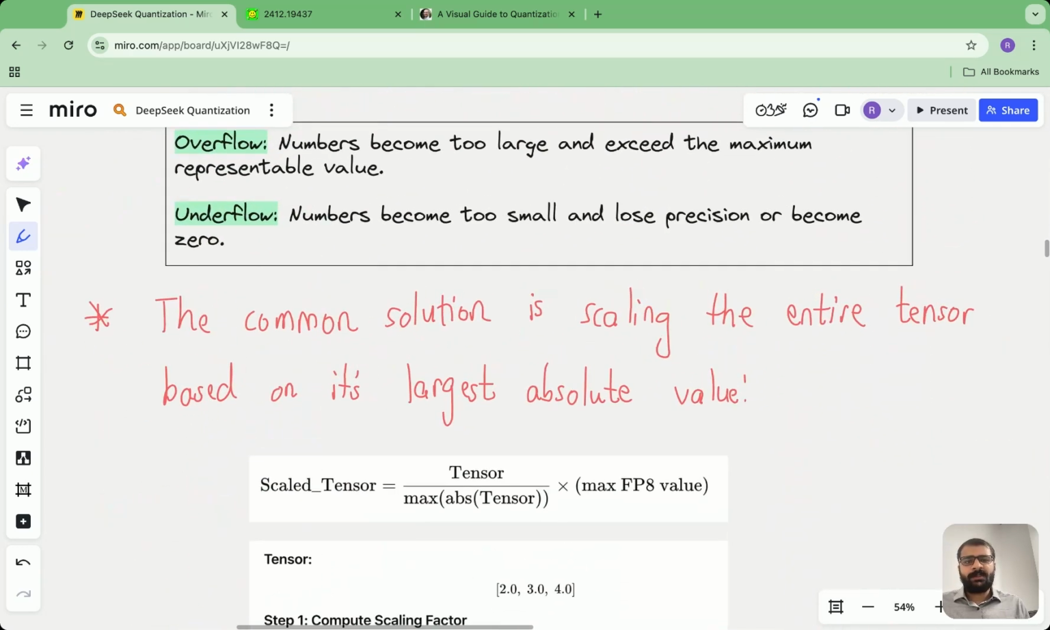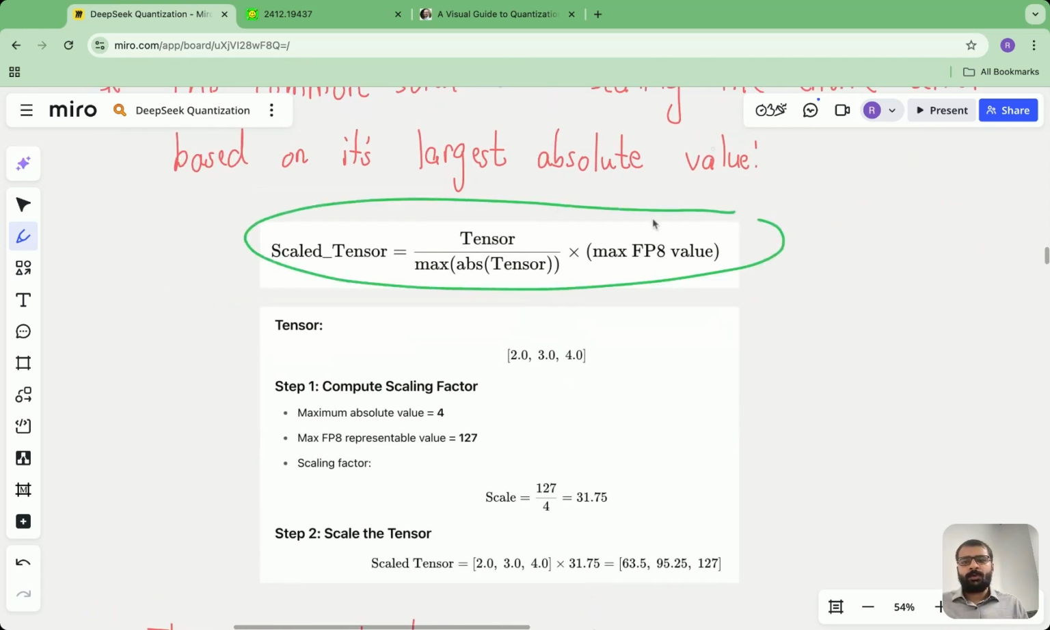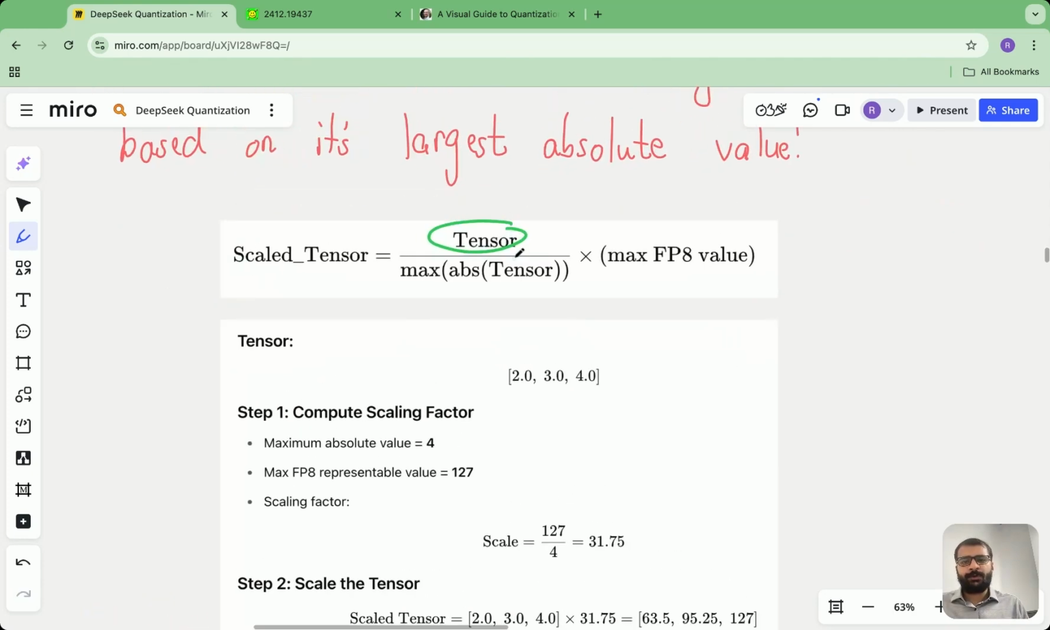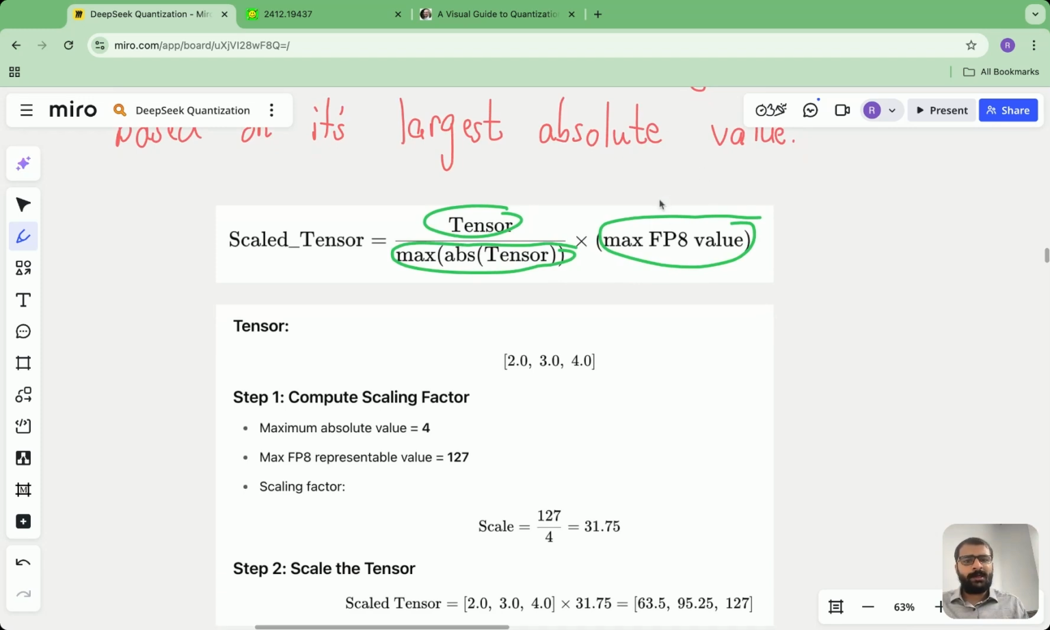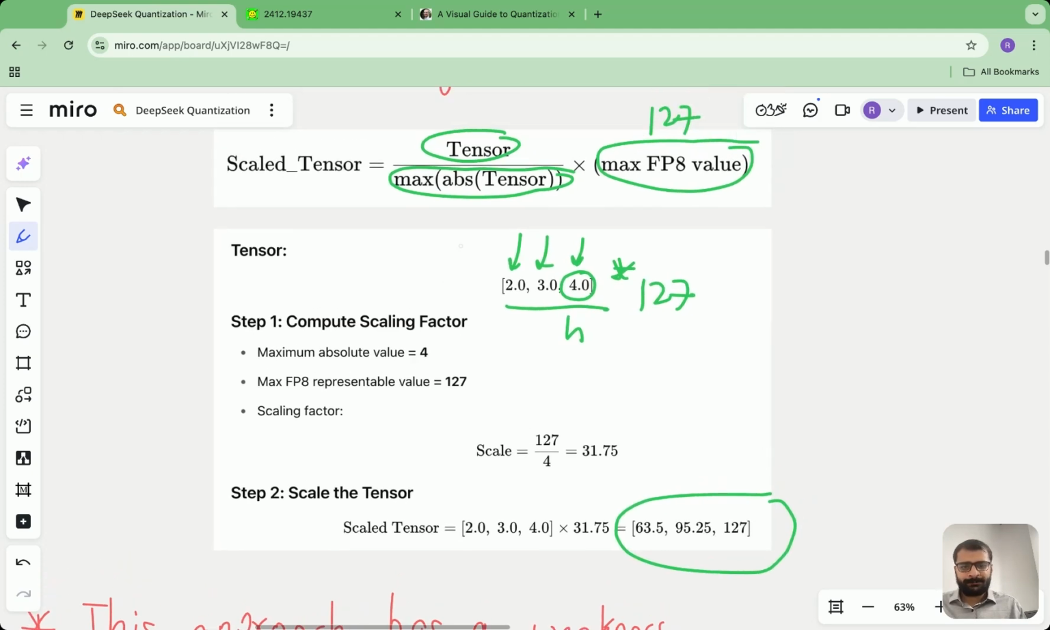For example, fine-grained quantization starts with the scaling solution. You have the initial sequence of numbers. You take the maximum value of these numbers and then, if you are converting to floating point 8, you multiply by 127 over here. So if you have the sequence of numbers 2, 3, and 4, and you want to convert it into floating point 8, you first divide these by 4 because that's the highest number, and then you multiply by 127, and that's how you get the conversion into floating point 8.